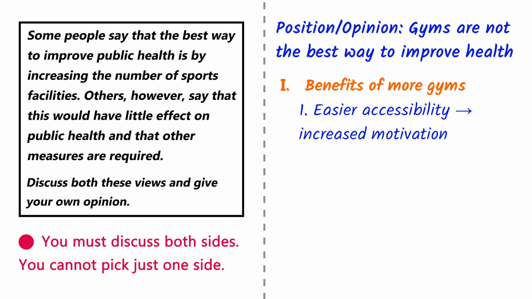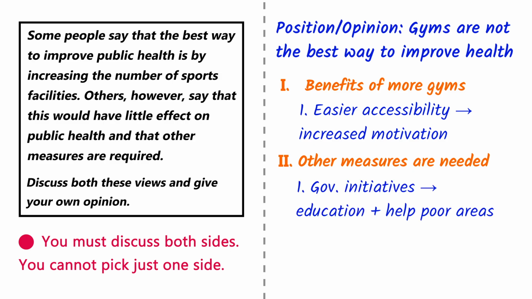And in the second body paragraph, I'm going to write about other measures which are needed. All right. And then what are the other measures? Government initiatives, that the government should take the initiative. And if I want to explain more, I'm going to talk about education, educating people, and helping poor areas.